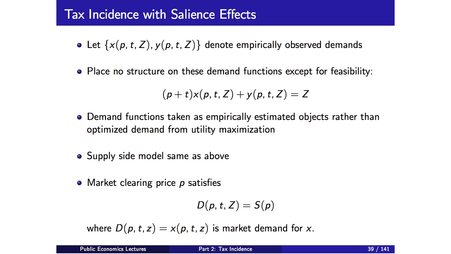Firms are perfectly competitive and they're optimizing perfectly. They don't have any of these salience misperception problems. One can obviously relax that if you wanted to. And then the market clearing price is now going to satisfy this condition, D(P, T) equals S(P), right? Not D(P plus T), where D is what I'm calling X up here, market demand for good X, okay? All right, so it's actually quite straightforward given the setup we have.